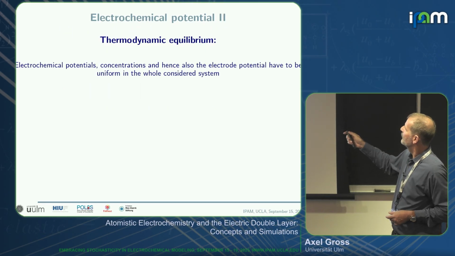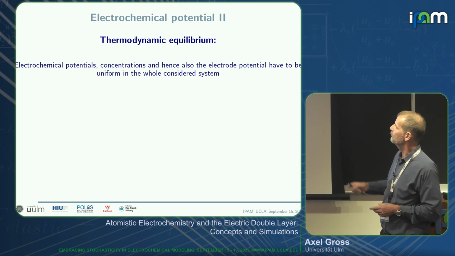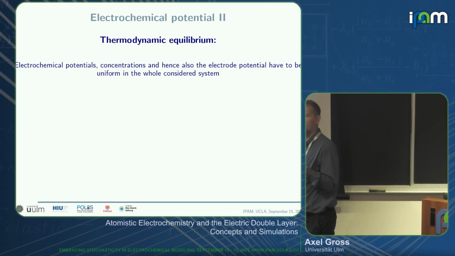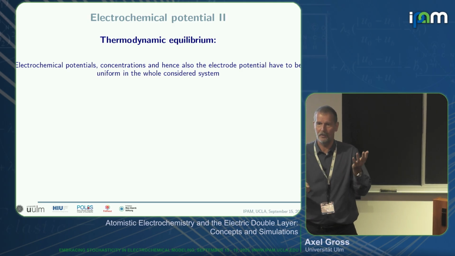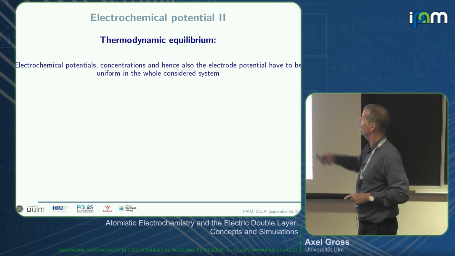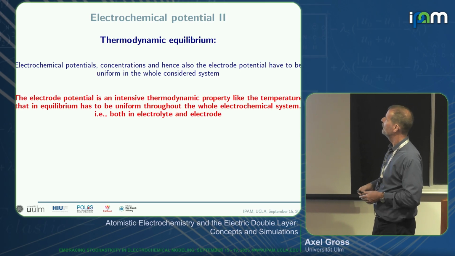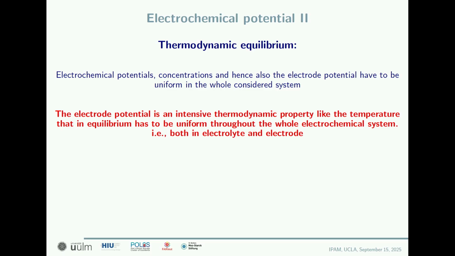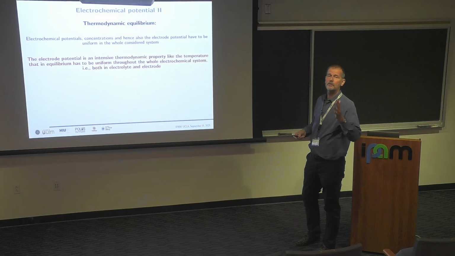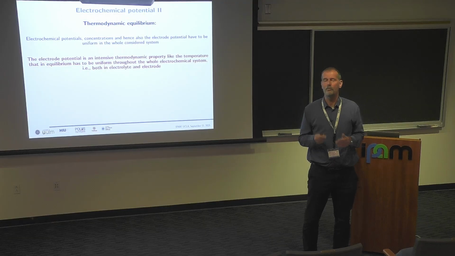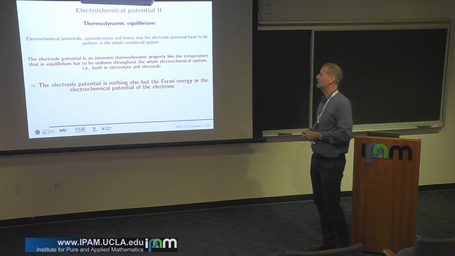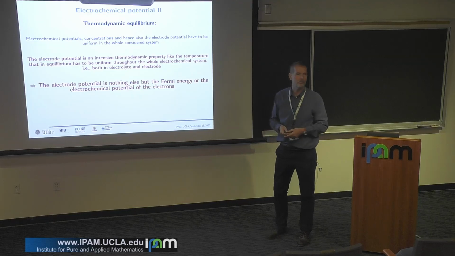And again, in thermodynamic equilibrium, and I only talk about thermodynamic equilibrium, electrochemical potentials, concentrations, and hence also the electropotential have to be uniform in the whole considered system. I'm not talking about the cyclic voltammogram, because there you change something, but if you have equilibrium conditions, everything has to be constant. This is the very definition of thermodynamic equilibrium. And the electrode potential is an intensive thermodynamic property, like the temperature, that in equilibrium has to be uniform throughout the whole electrical system. That means both electrolyte and electrode. We have an inhomogeneous system, but we assume thermodynamic equilibrium, so the chemical potentials have to be constant, period. And that's why, in my opinion, the electropotential is nothing else but the Fermi energy, or if you wish, the electrochemical potential of the electrons.